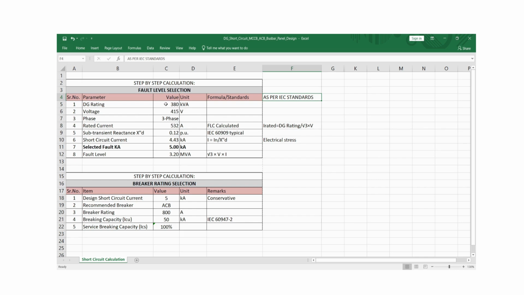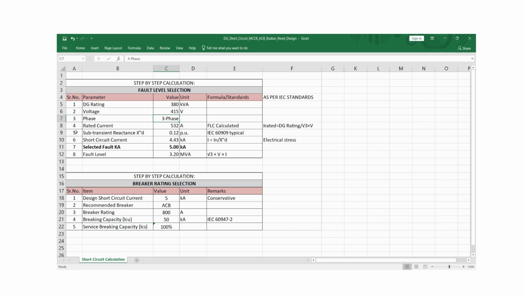Let's start with the basics. We have a 380 kVA DG set rated at 415 volts, 3 phase. The first thing we calculate is the rated current, also called full load current. Using the standard formula, DG kVA divided by root 3 times voltage, we get approximately 532 amps. This is the current during normal operation, but faults are never normal. So the question is, how high will the current rise during a short circuit?